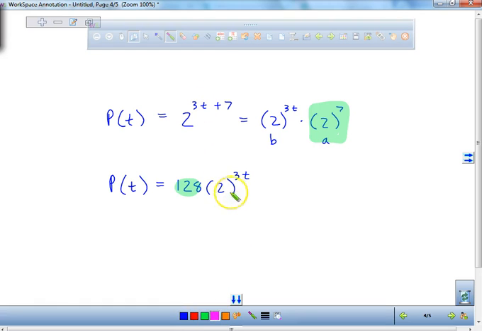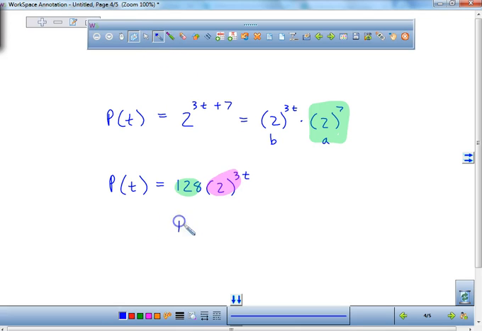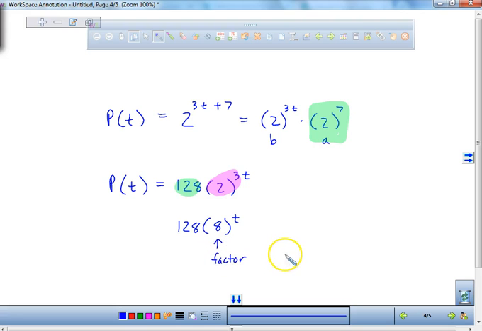Now, all I have to do now is do what? Just do 2 to the power of 3. So I'm going to do 128 parentheses 8 to the power of t. What is that factor? Now yours is not dealing with the percentages. It's saying what's the growth factor? What's it being multiplied by every single time? By a factor of 8. So your answer is literally just going to be the number 8. Okay? Yeah, it's being multiplied by a factor of 8 every single month. Check. You get it right? You got it right. Good.